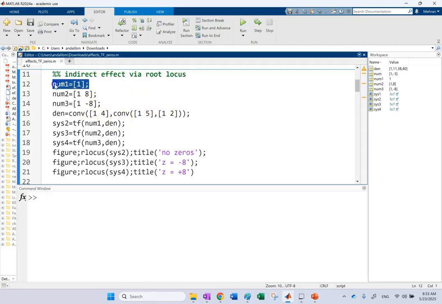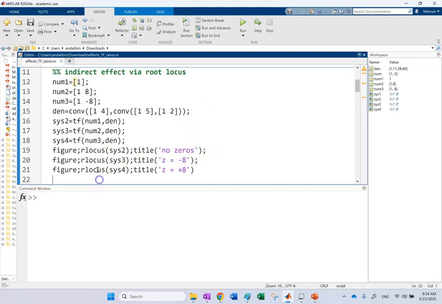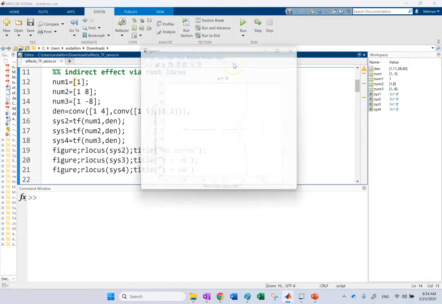So my first system has no zero. My second system, I add a zero on the left-hand side at -8. The next one, I add one at +8. And their denominators are all same third order. And then I show you the root locus of them using the command rlocus. So you see the difference for adding a zero on the left-hand side, adding a zero on the right-hand side, and the effect of that on stability. So let me run this for you.